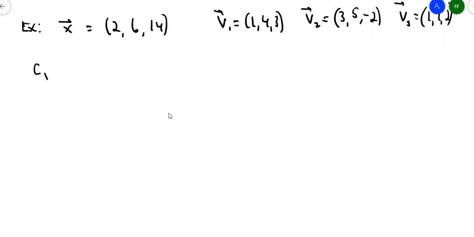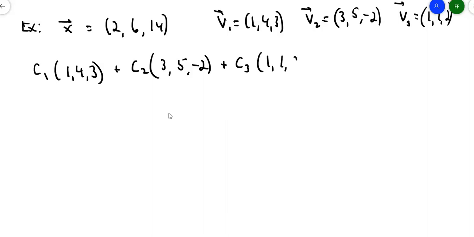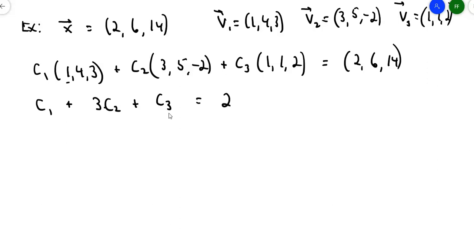Multiplying c sub 1 times 1, 4, 3 plus c sub 2 times 3, 5, negative 2 plus c sub 3 times 1, 1, 2 will give me 2, 6, 14. All right. So how will this work? Well, start expanding things out. C1 times 1 plus C2 times 3 plus C3 times 1 equals 2. So notice I'm taking first component, first component, first component equals first component over there. All right, let's do it for the second components. So I get a 4c sub 1 plus 5c sub 2 plus 1c sub 3 is equal to 6. And now I took second component, second component, second component equals second component.